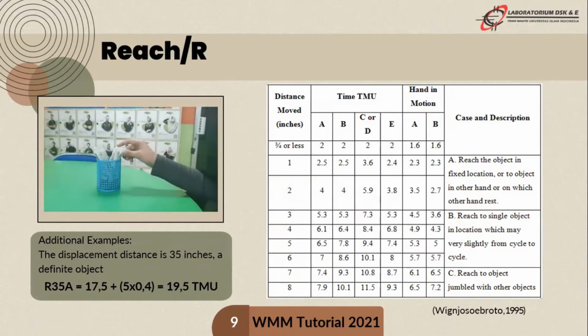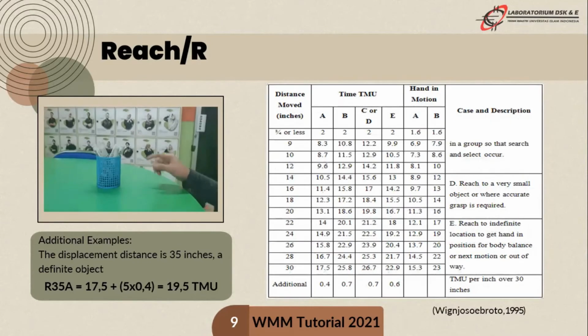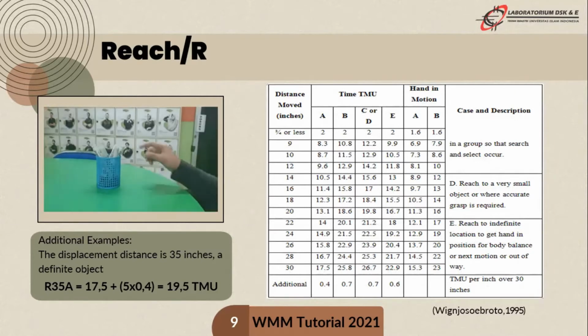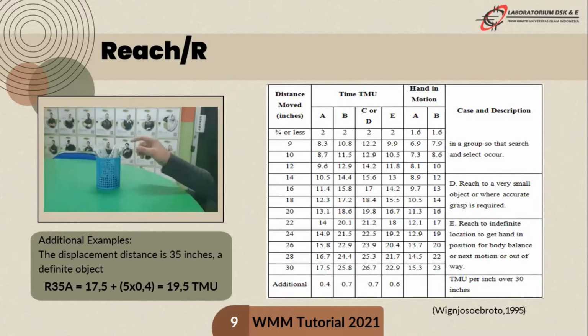Okay, now you ask, what is A? A is where you take the object and the location has been fixed. With B, the location changed, but the operator can estimate the distance because the operator is used to doing this work. And for C, the object is mixed and there is a select process. And for D, reach a small object and need tools such as tweezers to make it easier to reach. For E, the object is moving, so it has an uncertain distance and the operator is not used to it. And then as I mentioned before, we ignore hand in motion table.